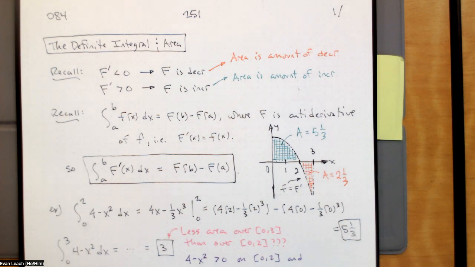Any questions? TLDR, we just added to our sign of the derivative, direction of the function. When the derivative is positive, then the function is increasing. The area will indicate how much. When the derivative is negative, then the function is decreasing. The area tells you by how much.